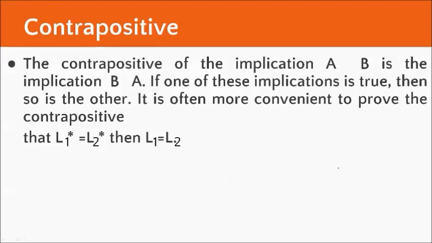The contrapositive of the implication A implies B is the implication not B implies not A. If one of these implications is true, then so is the other. It is often more convenient to prove the contrapositive. So L1, as you can see here, equals L2 star, then L1 equals L2.